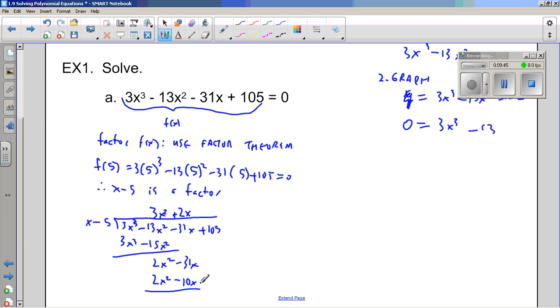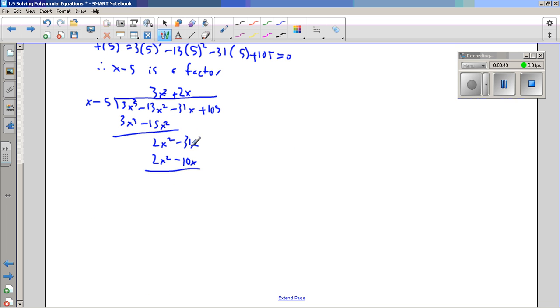10x, and when I subtract, the numbers aren't very nice here, but -31 subtract -10 is -21. The 105 comes down. Remember, it's got to work out, otherwise I goofed something up. And indeed, it does work out. Awesome.